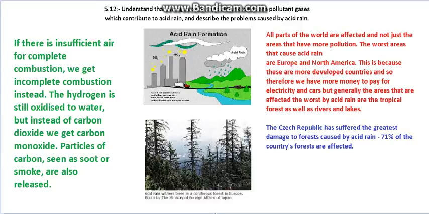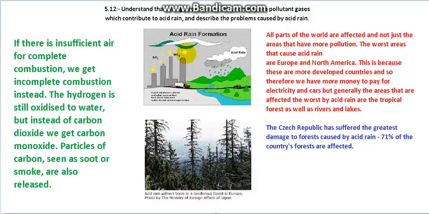Understand that nitrogen oxides and sulfur dioxide are pollutant gases which contribute to acid rain, and describe the problems caused by acid rain. So to start with, if there is insufficient air for complete combustion, we get incomplete combustion instead. The hydrogen is still oxidized to water, but instead of carbon dioxide, we get carbon monoxide. Particles of carbon seen as soot or smoke are also released. So now you could see a short diagram there. From factories, CO2 and NO2 are released in the fumes.